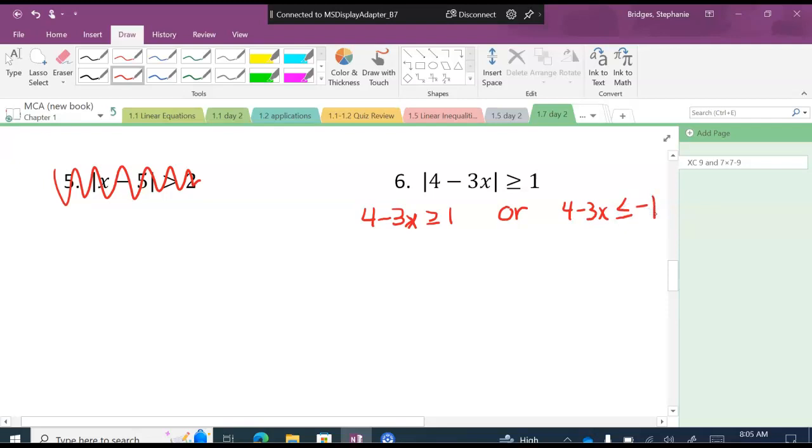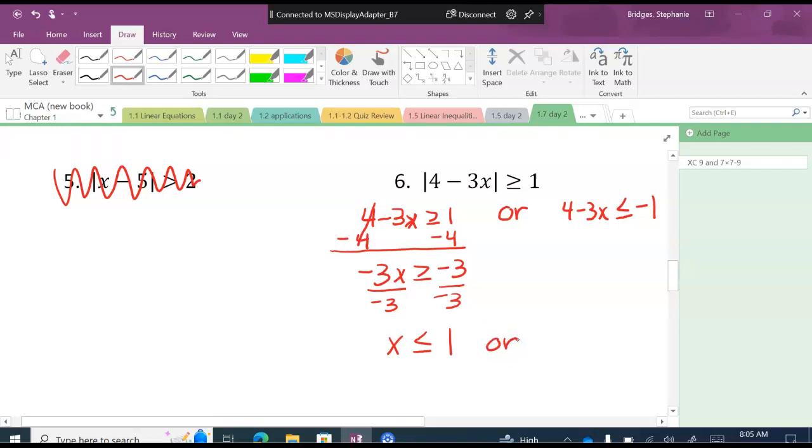Ooh, that was almost bad. I'm going to subtract 4 first. That gives me negative 3x is greater than or equal to negative 3. But I have to divide by negative 3 to solve, which means I'm going to flip that inequality. So it becomes x is less than or equal to 1.